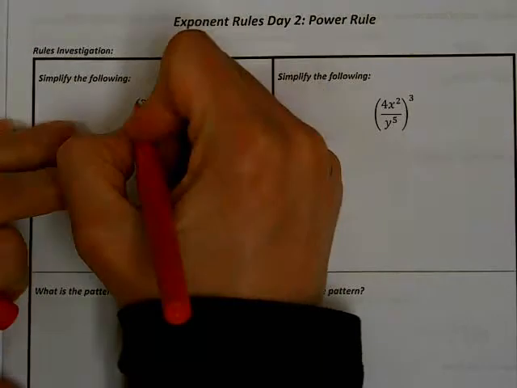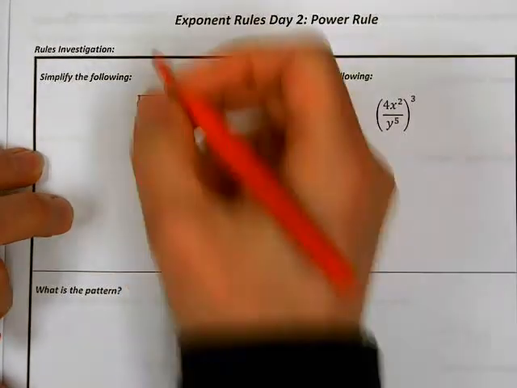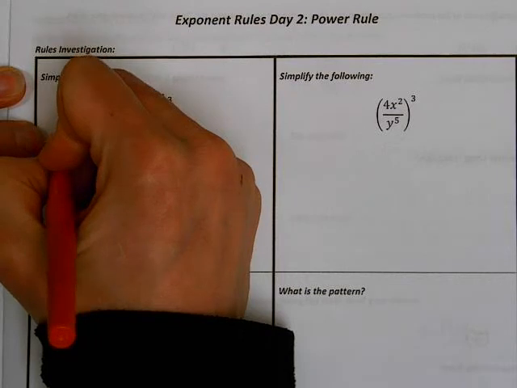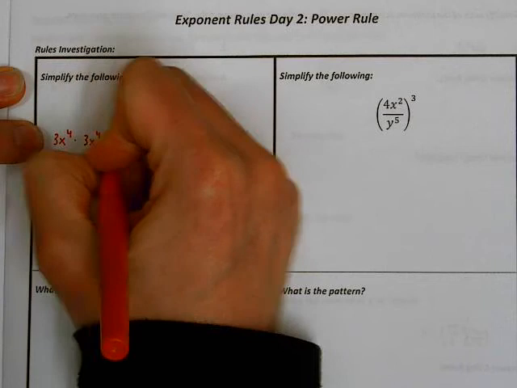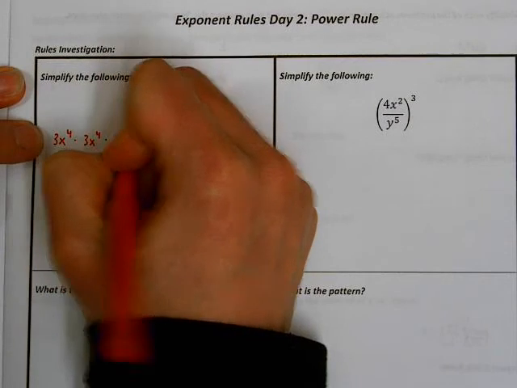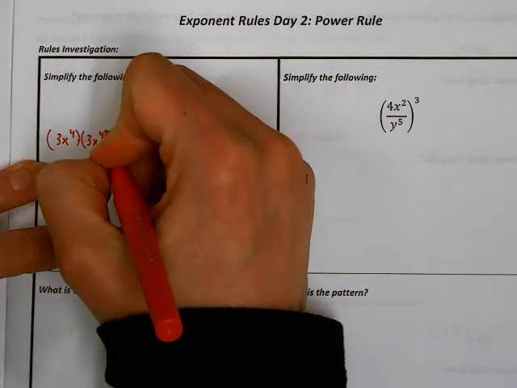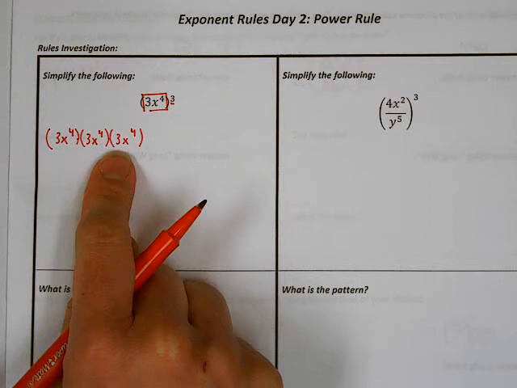So if I have 3x to the fourth to the third power, it means I'm going to take my power, 3x to the fourth, and multiply it by itself 3 times. So if I'm going to expand this, I have 3x to the fourth times 3x to the fourth times 3x to the fourth. Now if you prefer parentheses, that's fine. We can write it either way. But we're going to have 3x to the fourth times itself 3 times.